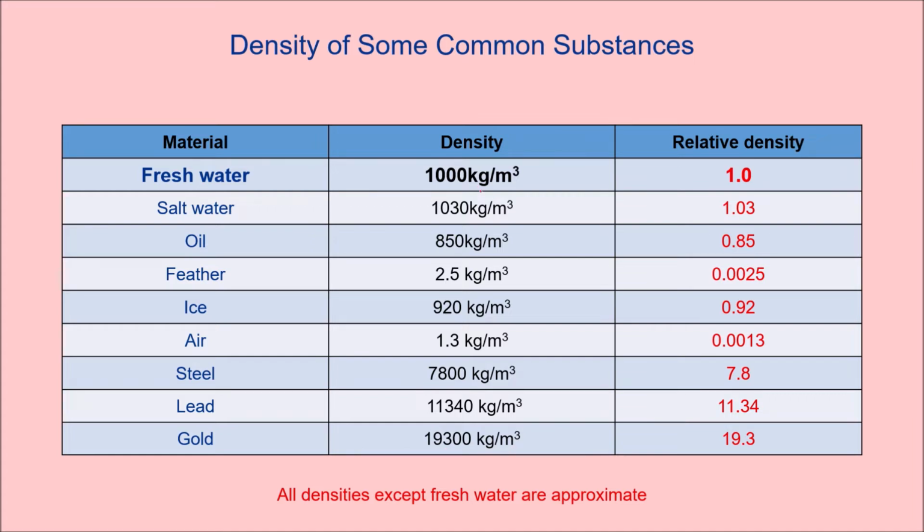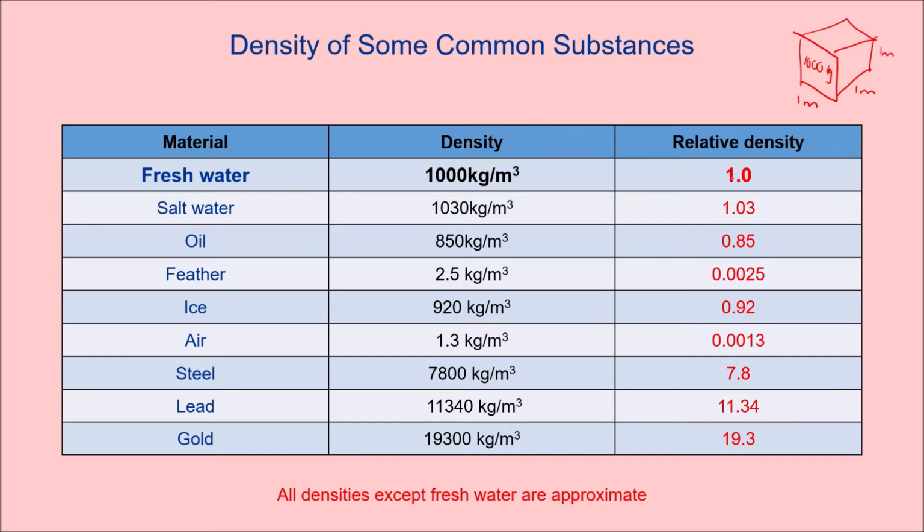Now, if we were to think about what this would actually look like, if we had a volume of one meter by one meter by one meter, for fresh water the density would be 1,000 kilograms per meter cubed. That means the mass of that would be 1,000 kilograms. So trying to visualize that, you've got a block of something that's a meter cubed, and that's what the density would be.